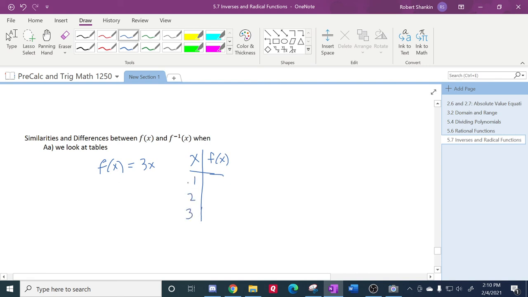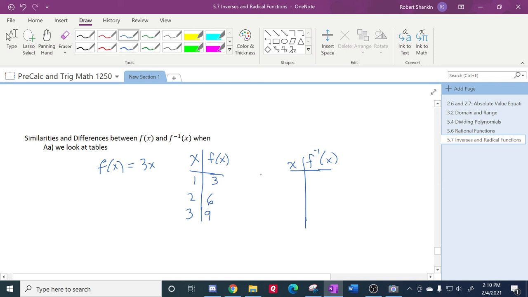What does this function do? It takes every input and triples it. What does the inverse function do? You can always get the inverse function from the function. All you have to do is turn around every input-output pair.